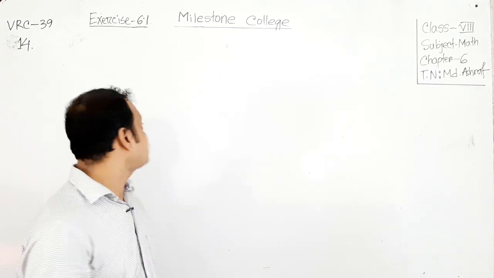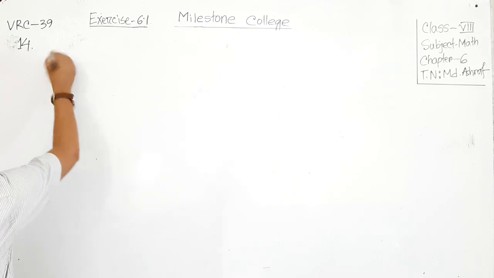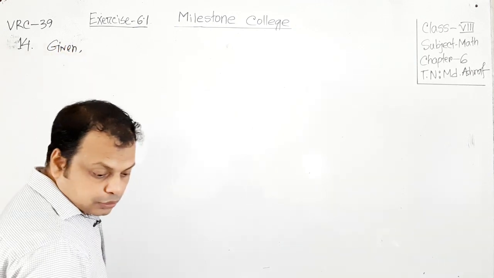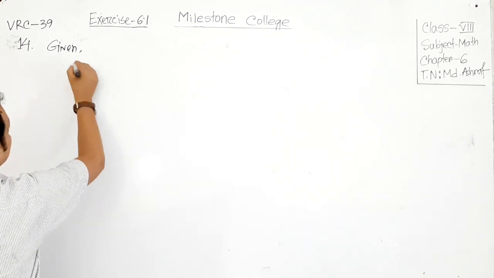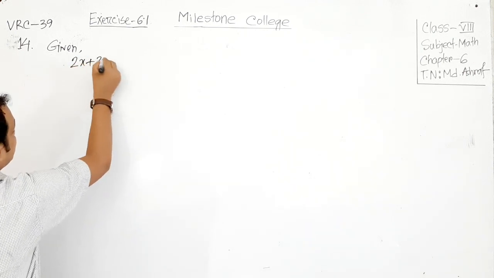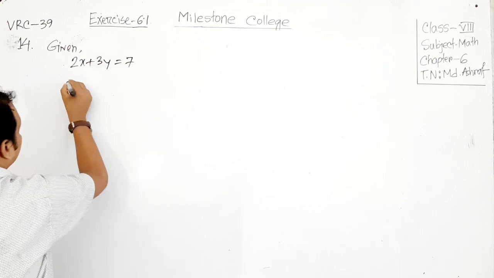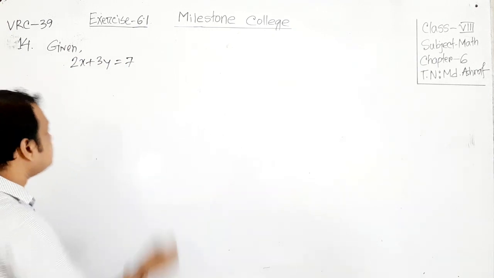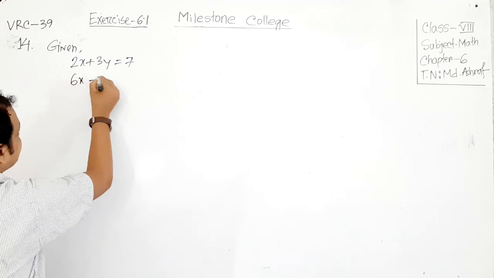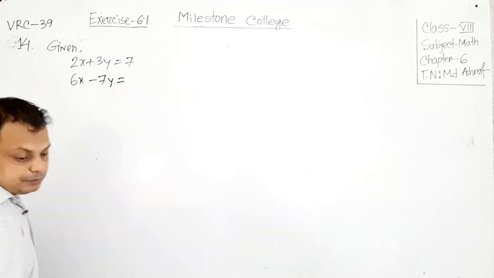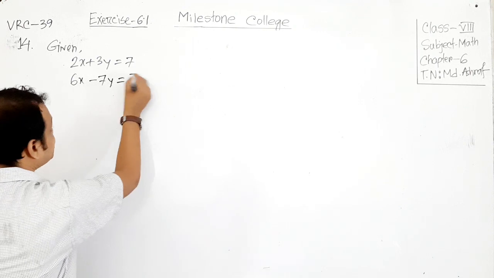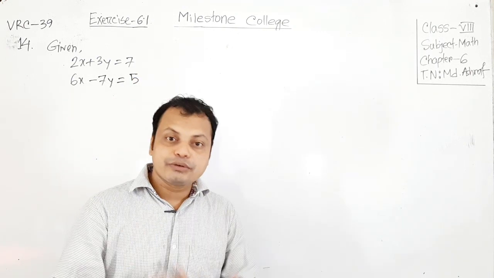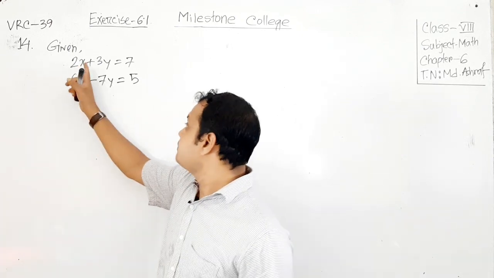Let's solve the equations. So we'll write the given: 2x plus 3y equals 7, and 6x minus 7y equals 5. So these are the two equations. These two equations are given. We have to solve the equations. These are simple simultaneous equations.